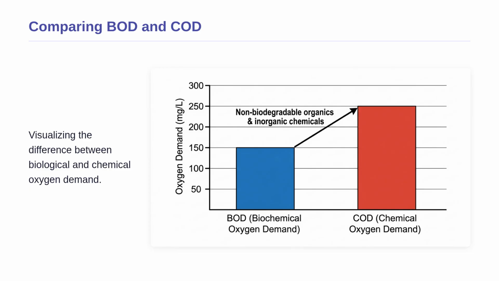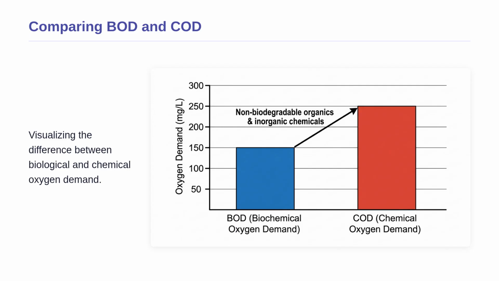Now that we have calculated both values, let us look at this diagram to visualize their relationship. On the vertical axis, we have the oxygen demand, measured in milligrams per liter. The blue bar represents the biochemical oxygen demand, which only captures the waste that bacteria can naturally digest. The red bar represents the chemical oxygen demand for the exact same water sample. Notice how the COD bar is significantly taller.